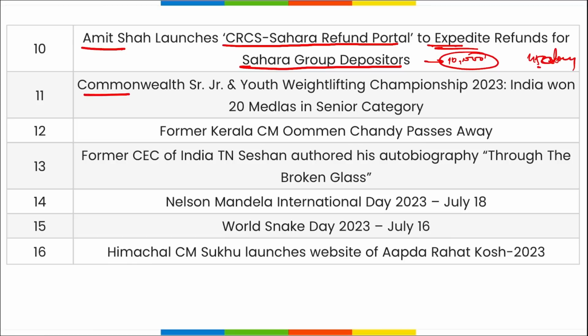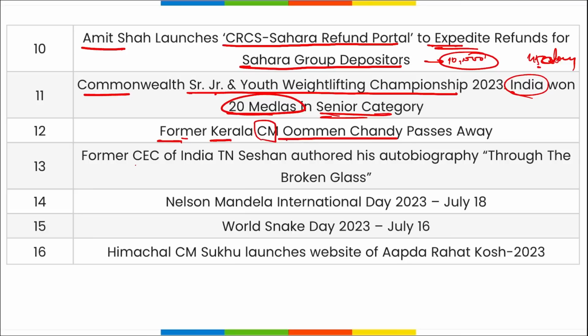Then the Commonwealth Senior, Junior and Youth Weightlifting Championship was held. It was held at Gautam Buddha University in Greater Noida, and India has won 20 medals in the senior category here. Former Kerala Chief Minister Oommen Chandy has recently passed away.